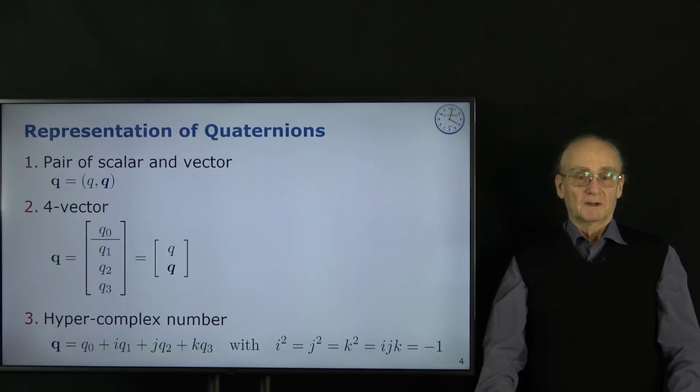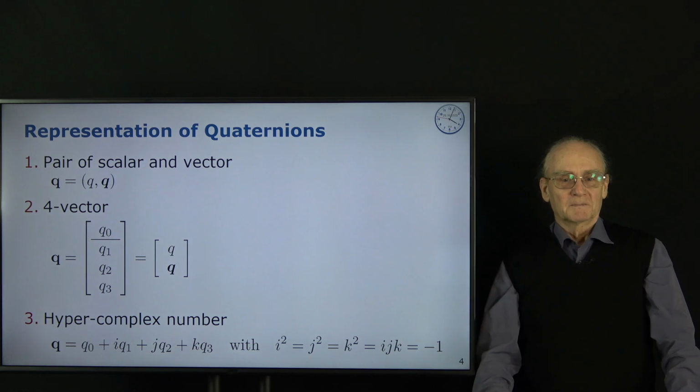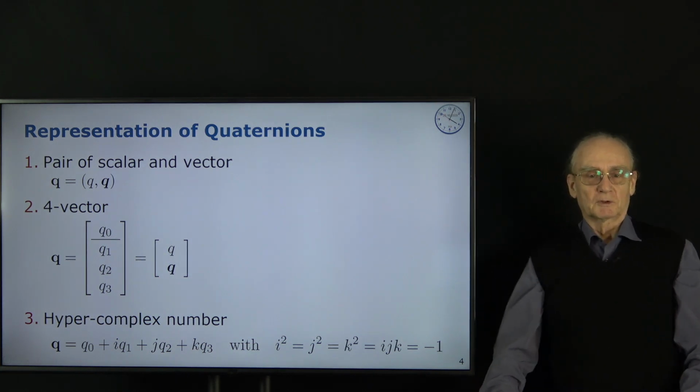So let's start. What are quaternions? Quaternions are 4-vectors, as you see here. Q is a 4-vector Q0, Q1, Q2, Q3. You could also say it's a pair of a scalar and a vector. So of course the scalar Q0 and the scalar Q here are the same, and the vector Q consists of these 3 parts. And there's an interesting third representation with hypercomplex numbers.